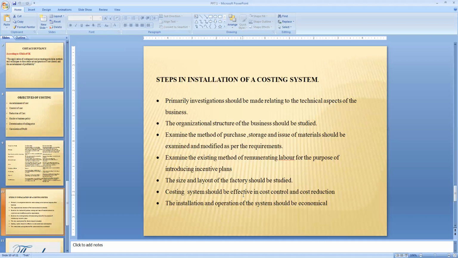So these are all the steps to be followed while installing a costing system, because only when this information is accurate can we supply accurate information to the management. Before operation, the system should be very simple to operate, because we should not add unnecessary details during the time of installation. So these are all the steps for the costing system.